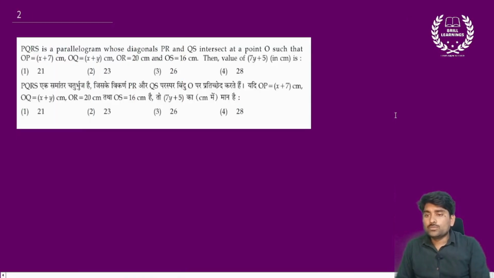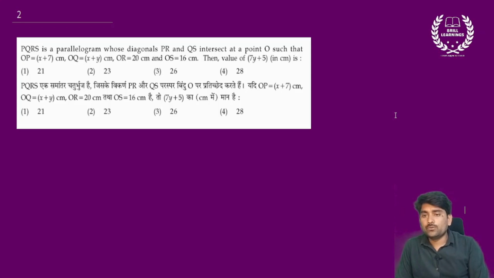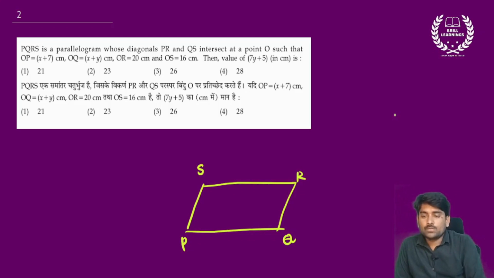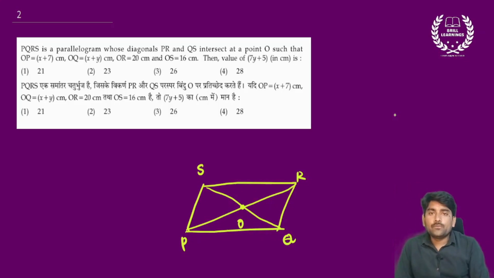PQRS is a parallelogram whose diagonals PR and QS intersect at point O such that they have given some values. So we need to find the 7y plus 5 value. Okay, first draw a parallelogram. PQRS is a parallelogram. Okay, so it is a parallelogram. Start at any point, PQRS. Okay, so PR and QS intersect at point O.